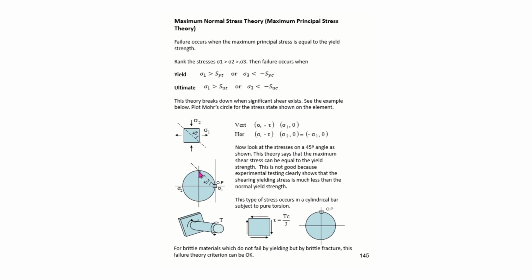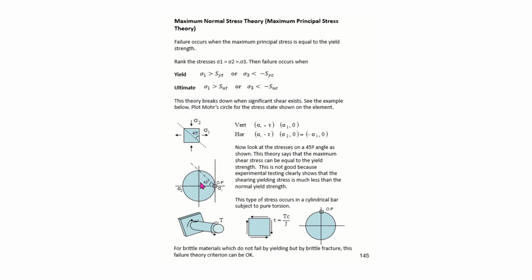So this says that this material has as much strength in shear as it does in a normal stress, and that is typically not the case. We actually know that the shear strength is typically on the order of 50% of the ultimate strength. And so if you have any shear in your model, if you have significant shear stress, this failure theory breaks down and says you're safe when you are actually unsafe.